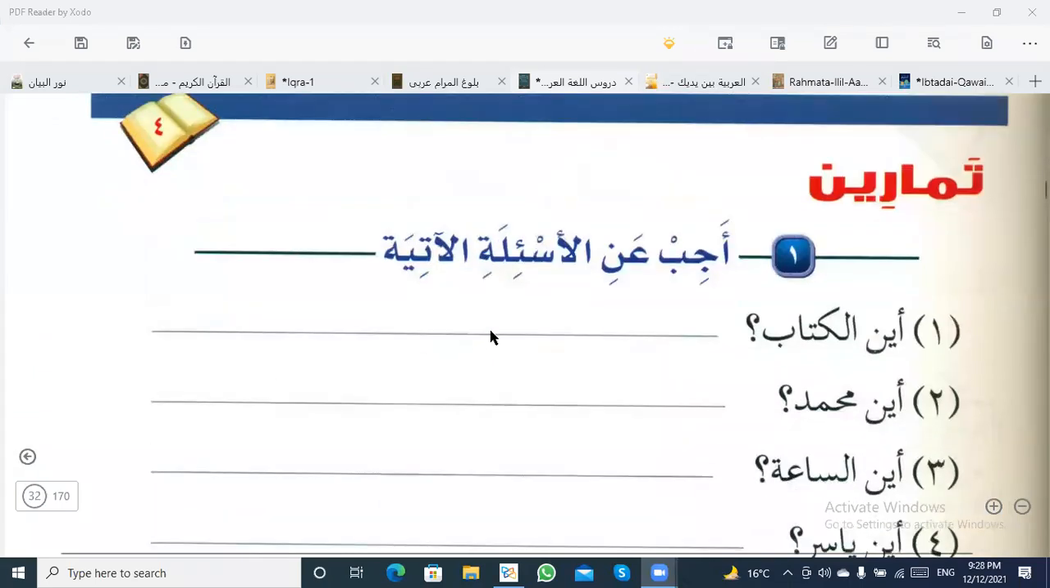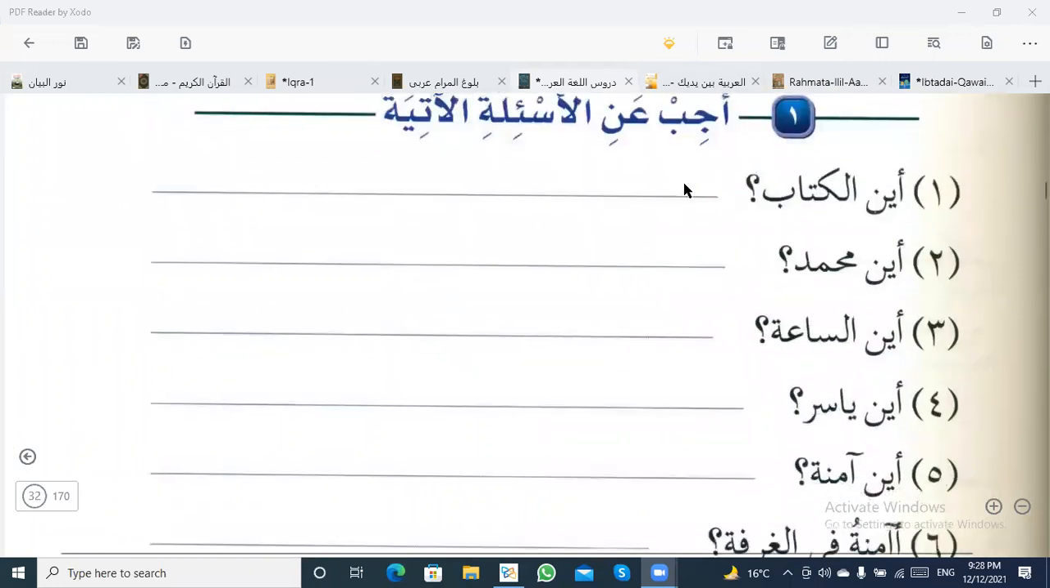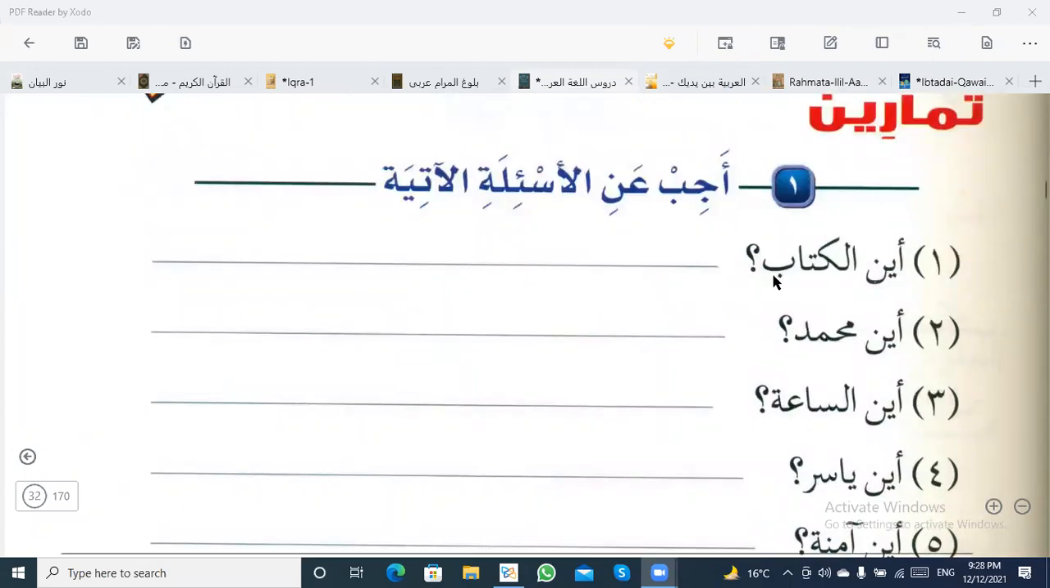Okay. Next, the exercise: Ajib anil as'ilatil atiyati. Sister, you? Aina al kitabu? Where is the book? Huwa ala al maktabi. Okay. Aina Muhammad? Where is Muhammad? Huwa bil majidi.